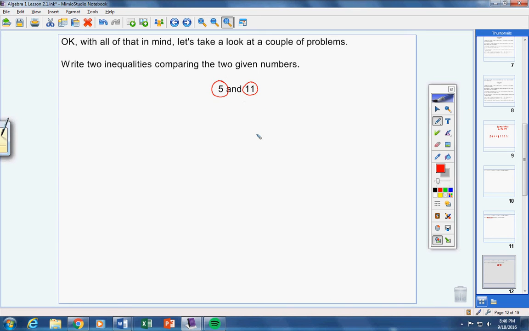We know which number is bigger, and we know which number is smaller. Think about a number line. Here's 0, here's 5, here's 11. 11 is further to the right, so 11 is bigger. So I can write 5 is smaller than 11. That's fine, or less than 11. Or I can write 11 is greater than 5.